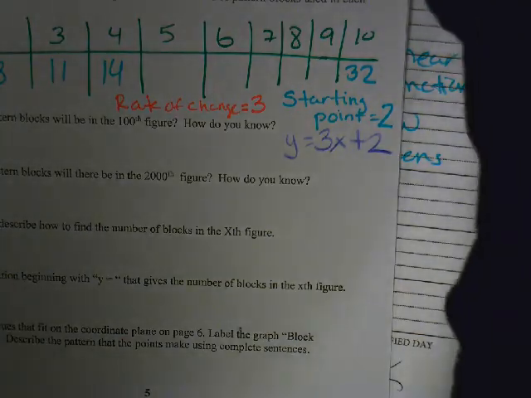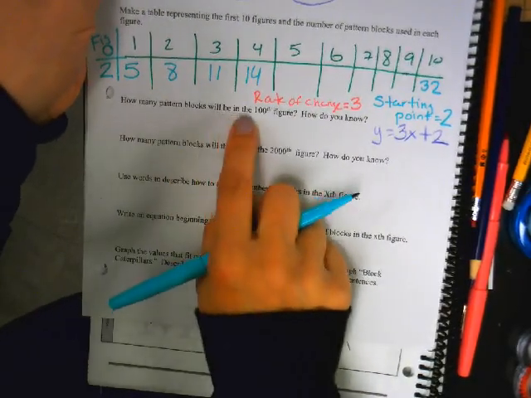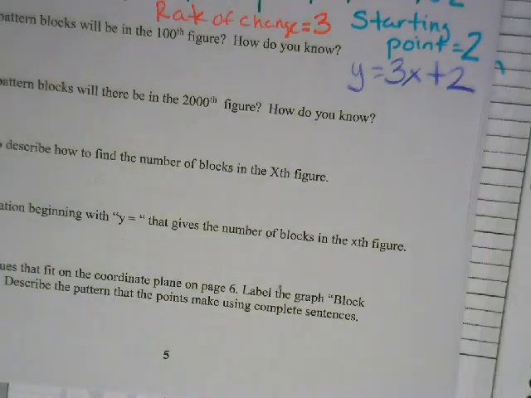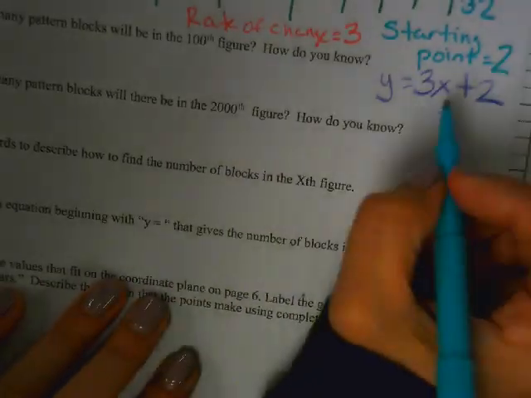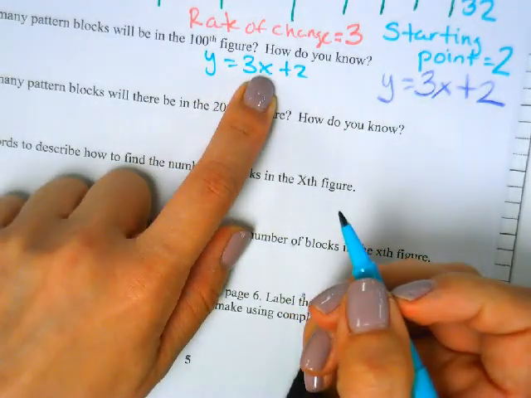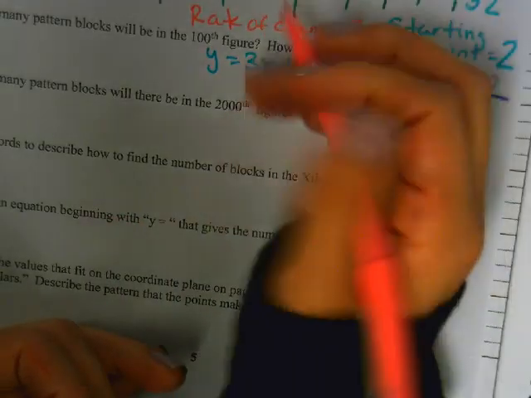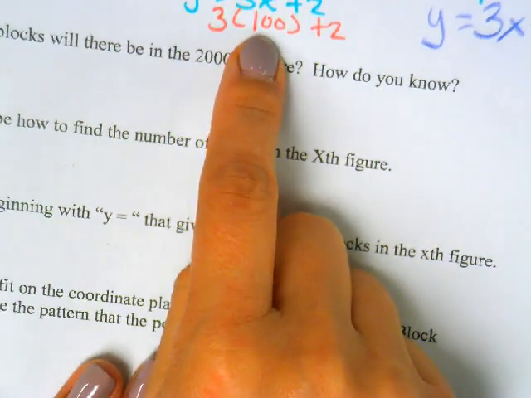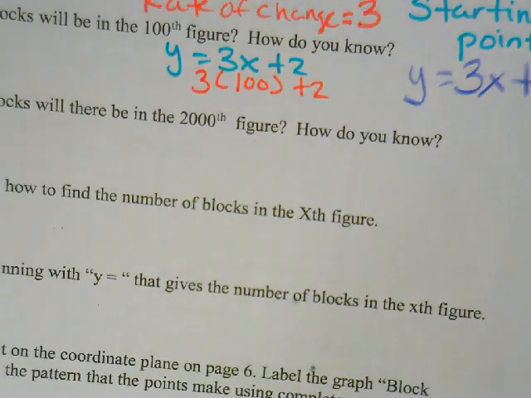All right. How many pattern blocks are in the 100th figure? How would I do that? I have my equation, so what would I do to find my 100th figure? 100 times 3 plus 2. Good. So we're going to use our equation. Instead of x, I'm going to use 100. So 3 times 100 plus 2. What's 300 plus 2, a grand total of?